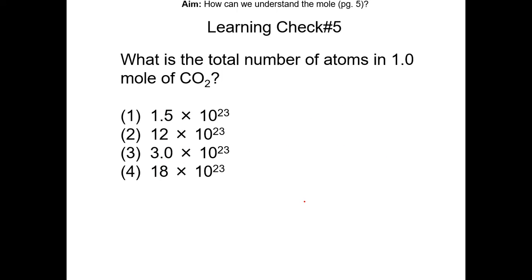Learning check number 5. What is the total number of atoms in 1 mole of CO2? Pause the video and resume once completed. One molecule of CO2 has 3 atoms. So there's a total of 3 moles of atoms. To figure out the number of atoms, we do 3 times 6.02 times 10 to the 23rd. We get choice 4, 18 times 10 to the 23rd.